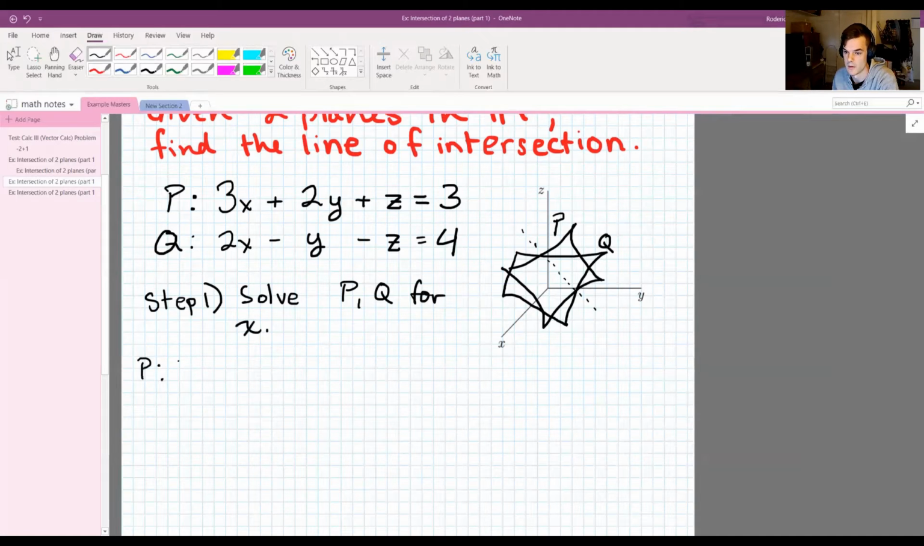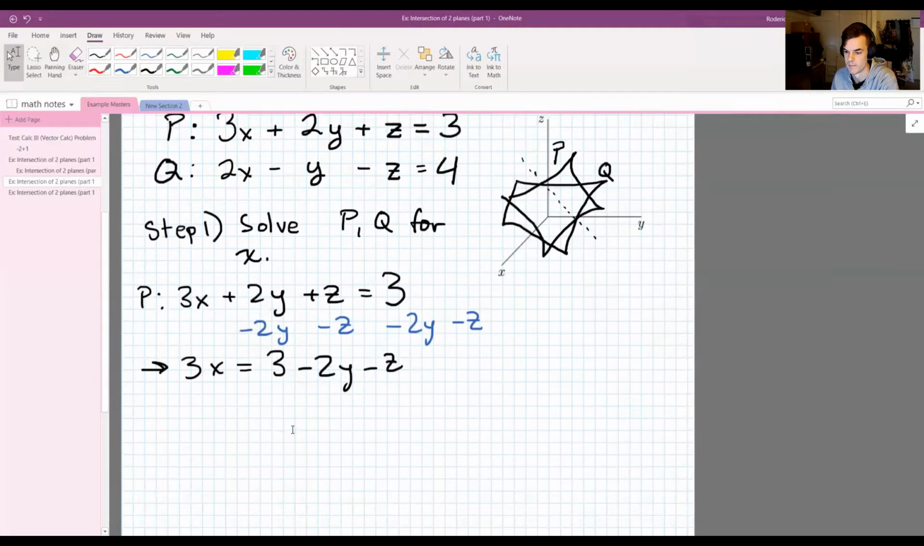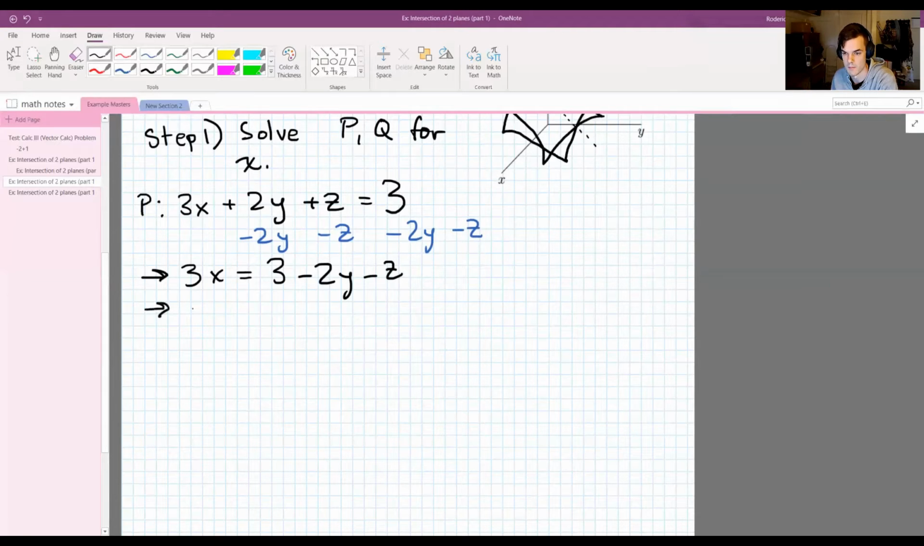So for P, we have 3x plus 2y plus z equals 3. So we're going to get all the x's alone by moving the y and the z over to the right side. 3x equals 3 minus 2y minus z. Okay, and dividing by 3 here, x equals 1 minus 2/3 y minus 1/3 z.